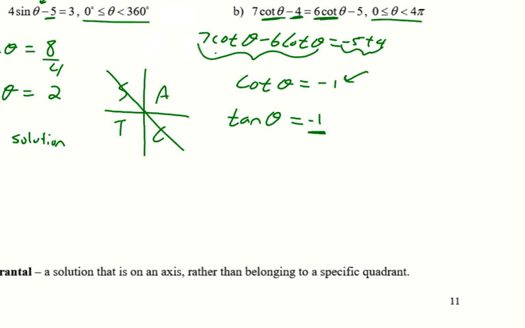But the other thing to look out for is that it says it's between 0 and 4 pi. We should really have 4 answers here. We're going to have an answer to here, that's 1.